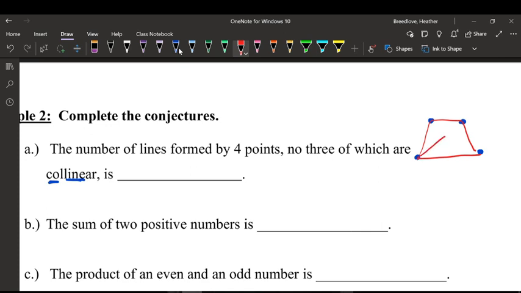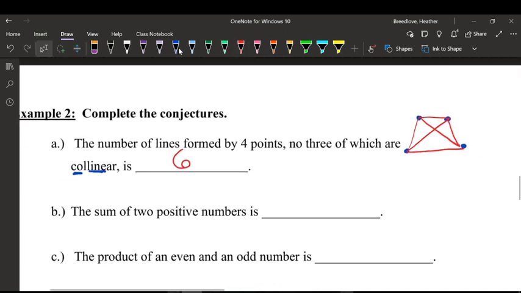Yeah? We go across. So our conjecture would be 6, right? We can make 6 line segments between 4 points as long as no 3 of which are collinear. So you just make up an example.